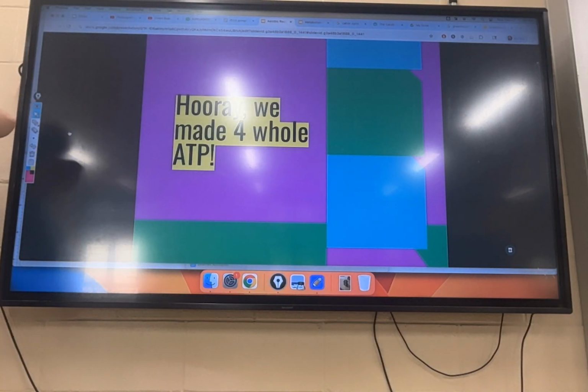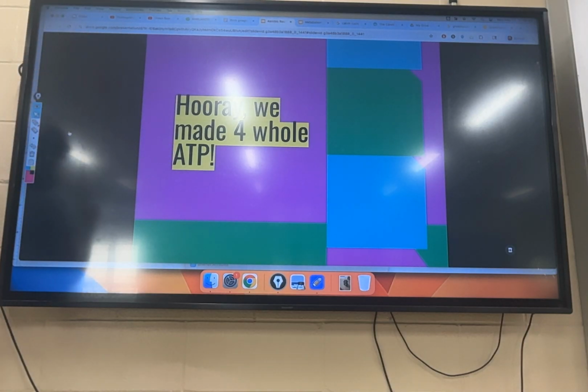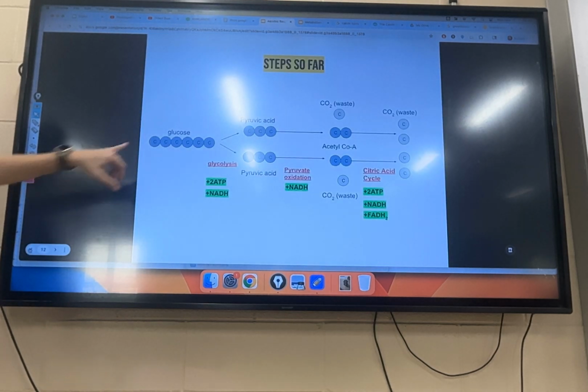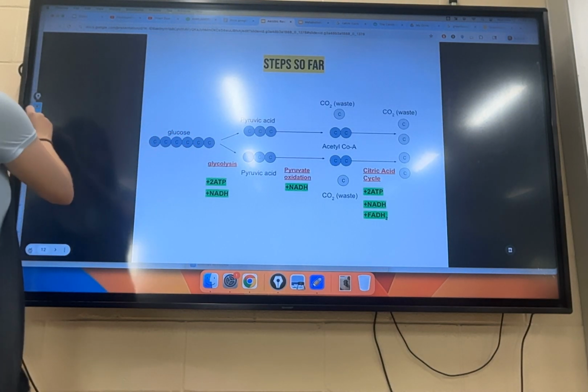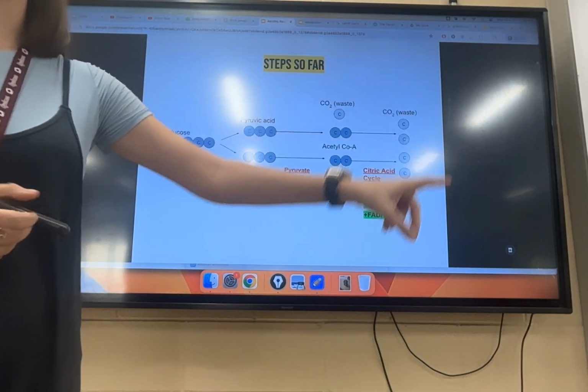Where they're going to drop off the cargo. So far, we've made 4 ATP. That's not bad. We used 2 to break this. We made 4 out of that in total. So I thought it says 4 from that. Those are carbon dioxides.